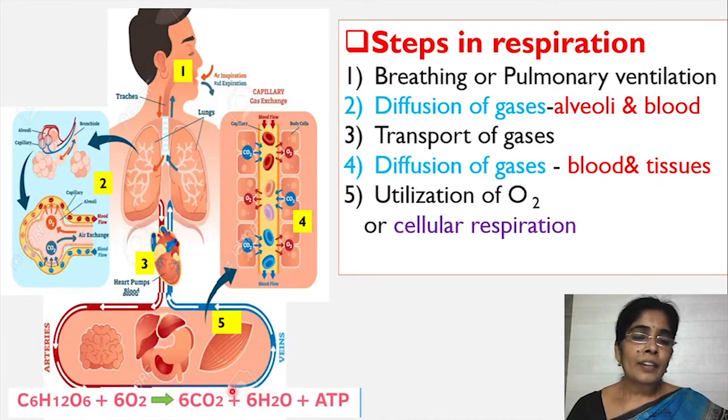The byproduct of internal respiration is carbon dioxide. So as a result of internal respiration, this carbon dioxide produced is carried by the blood and it reaches the lungs for elimination. This is the brief description of the different steps of respiration.